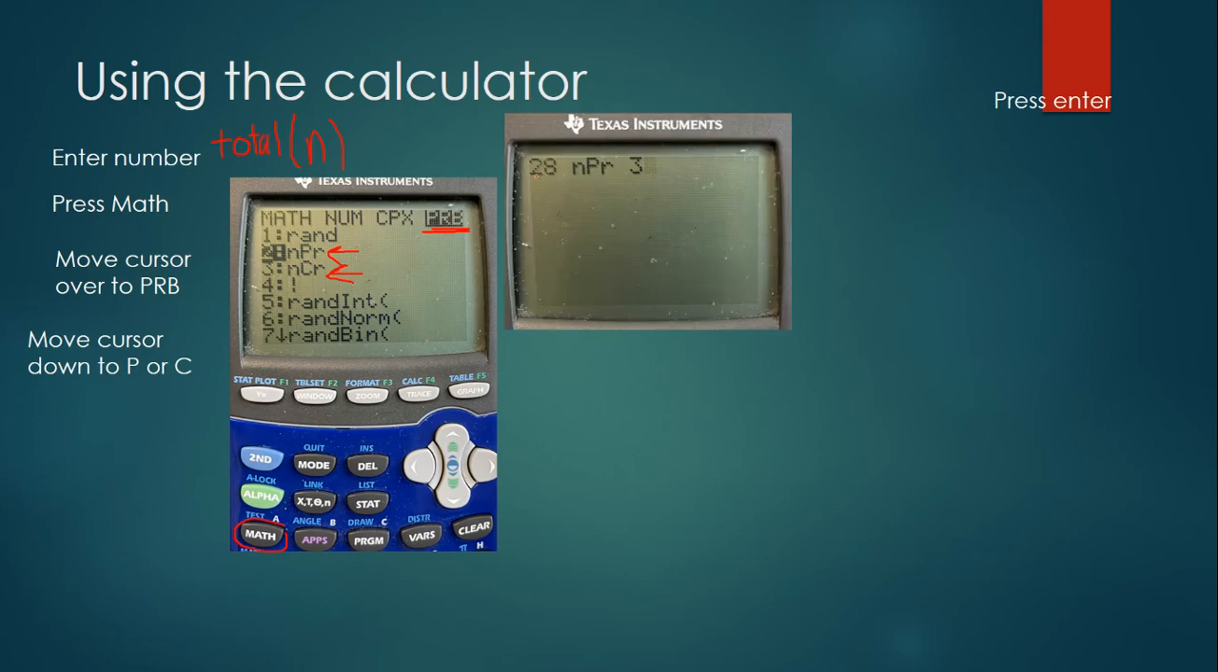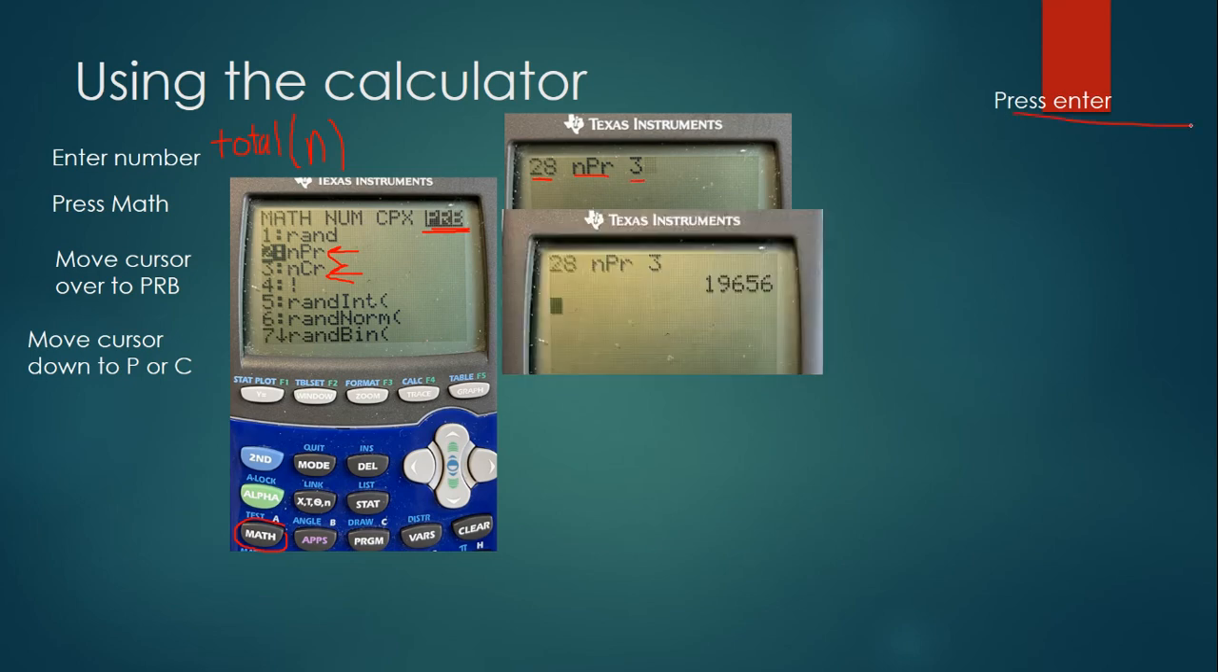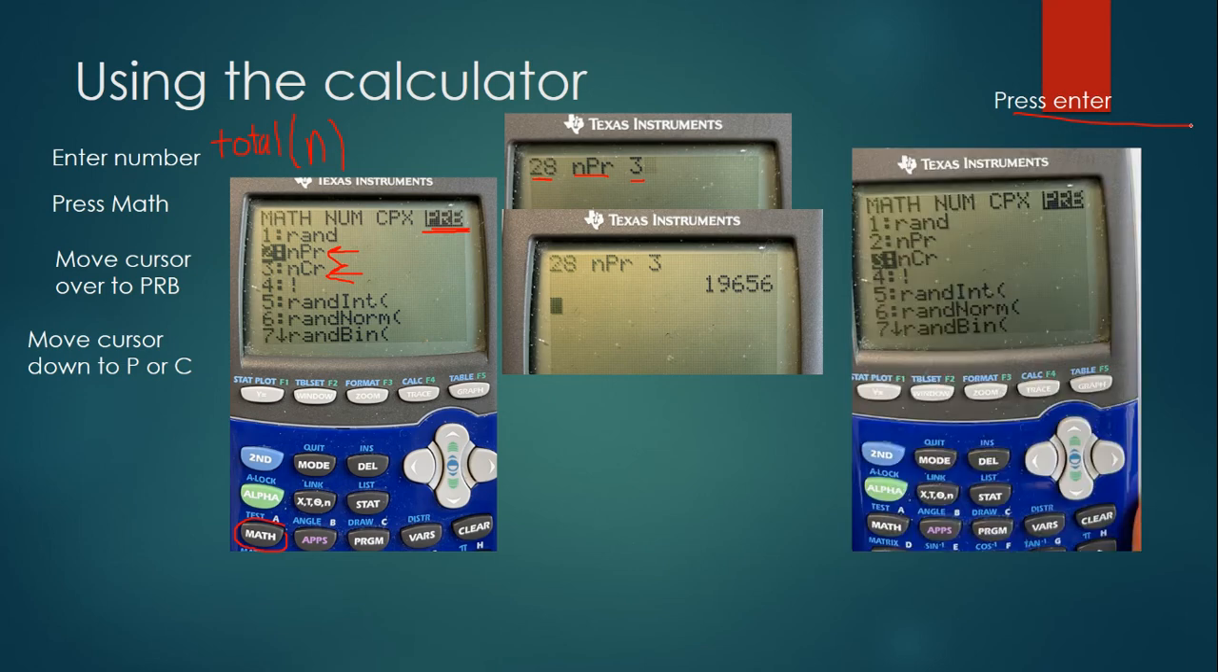So I would enter the 28 first, and then I would press math, cursor over to probability. I'd come down to the P, and that's what would come up. And then I'm going to enter that 3, and then press enter. It's going to give me my answer of 19,656. It saves me from having to put it into the formula.